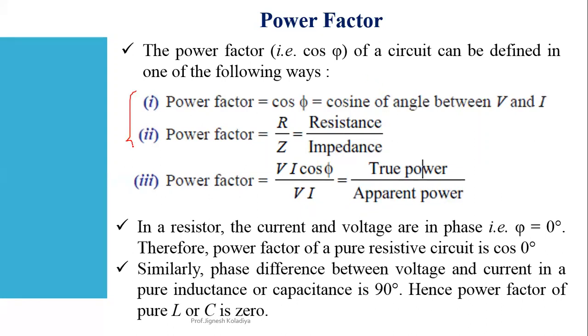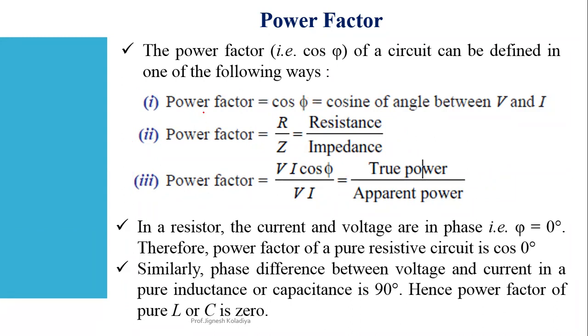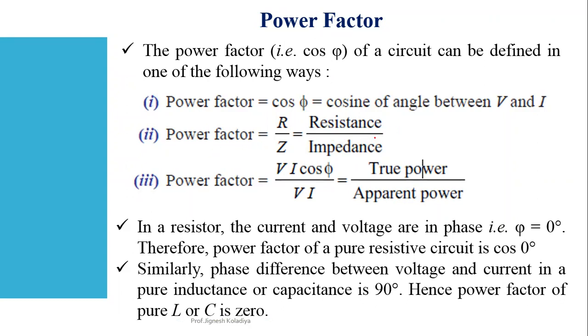About power factor, I told you in the previous session also that we can have three definitions. One definition is from the power triangle, another from the impedance triangle, and from the voltage triangle, we come to know that cos phi gives the power factor. So we have three different definitions. A very simple definition is that it is the cosine of the angle between voltage and current, or the ratio of resistance to impedance, or the ratio of true power to apparent power.